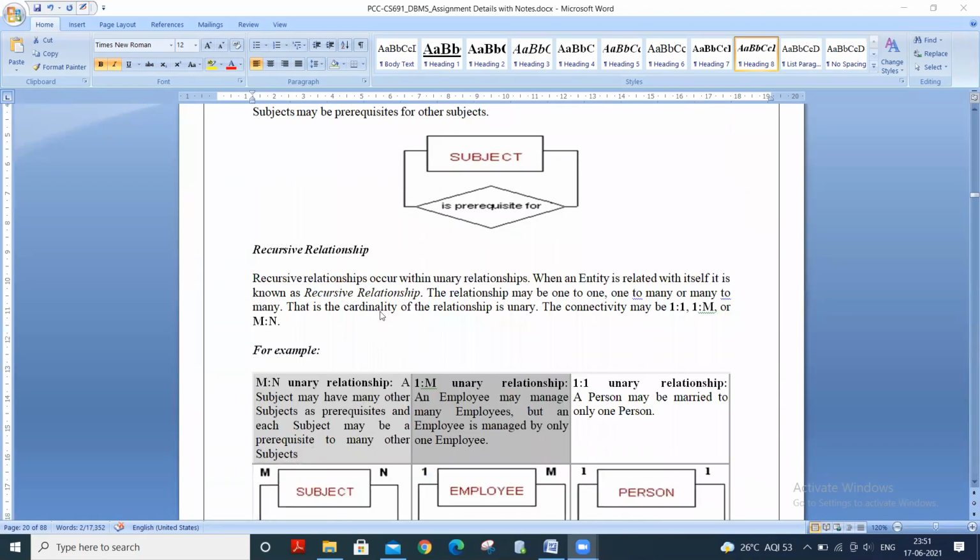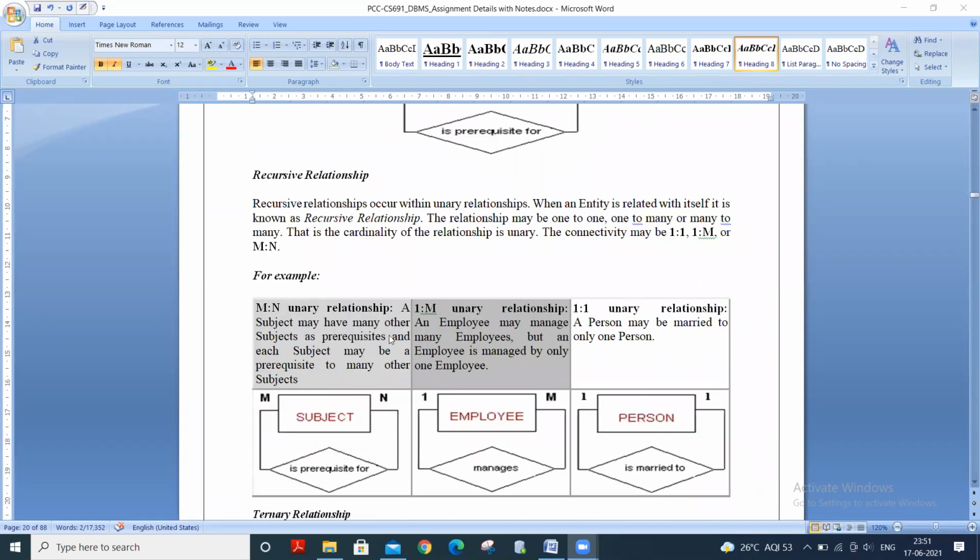Now next one is recursive relationship. Recursive relationships occur within unary relationships. Means recursive relationship is a subset of the unary relationships. When an entity is related with itself, it's called the recursive relationship. The relationship may be one to one or one to many or many to many. That is, the cardinality of the relationships is unary. It can be represented as 1 is to 1, 1 is to M, or M is to N.